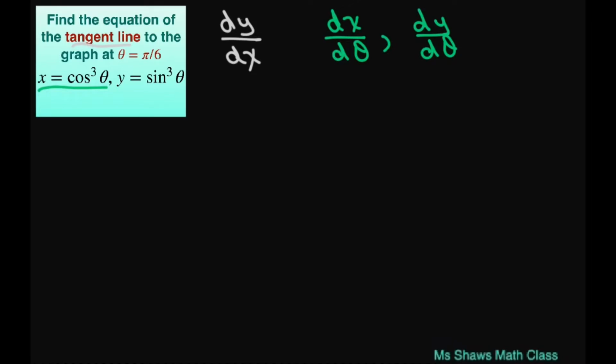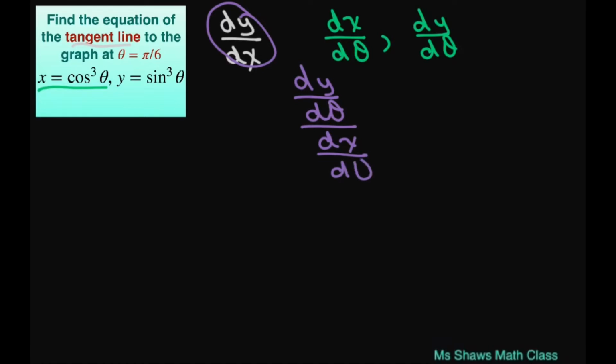And therefore, for this piece here, this is going to be the derivative of y with respect to theta divided by the derivative of x with respect to theta. So that's what we're going to do. We're going to find both of these and then just divide them. All right, so let's do that.